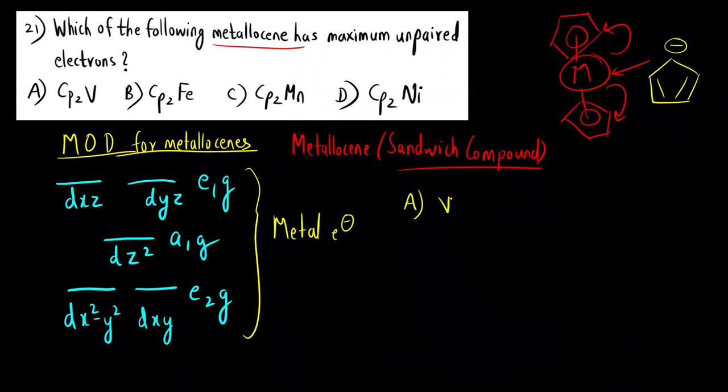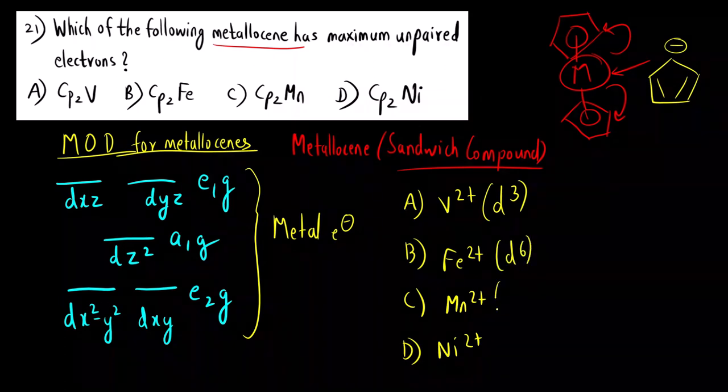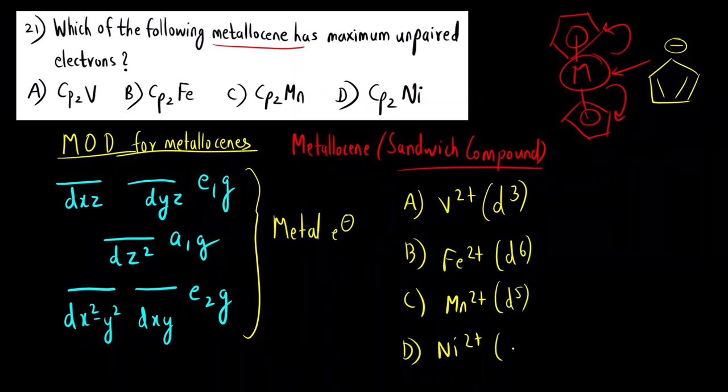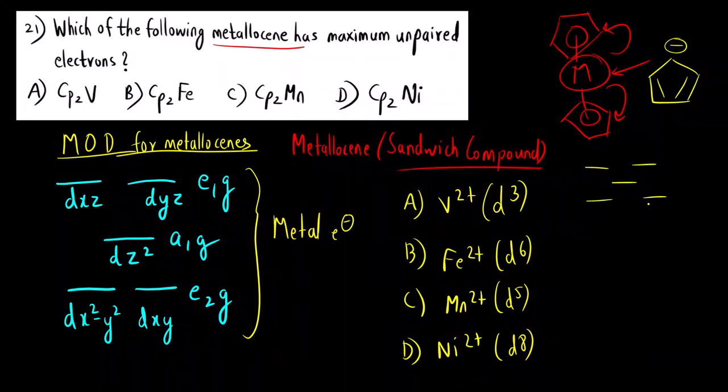Option A is vanadium 2 plus. B is iron 2 plus. C is manganese 2 plus. D is nickel 2 plus. Vanadium 2 plus is scandium, titanium, vanadium, d3. This is d6, this is d5, this is d8. Okay, we will start filling the electrons.